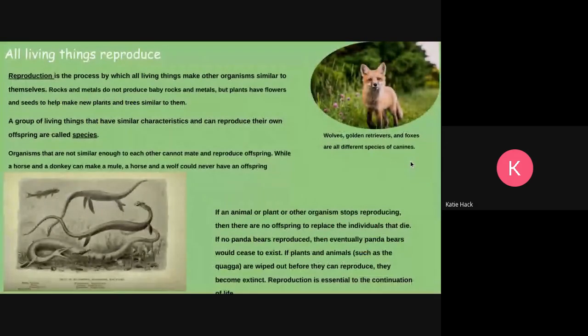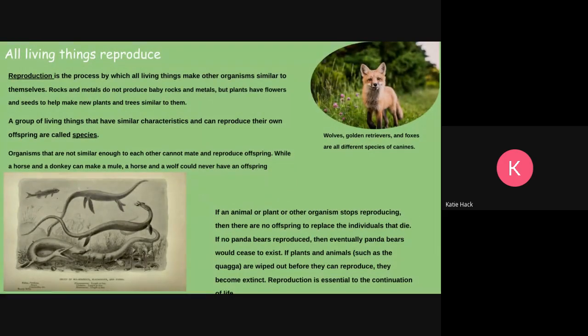Also, all living things have to reproduce. Reproduction is the process by which all living things make other organisms similar to themselves. So, what about rocks? You got two rocks, they're sitting next to each other. Can they produce another rock? No. Nope, never can, because they are not alive.